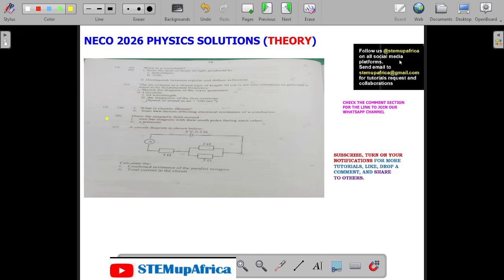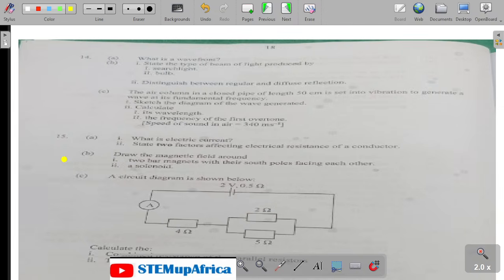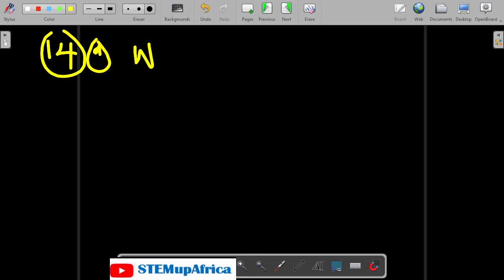Let's look at question 14. Question A says, what is a wavefront? 14B says, state the types of beam produced by searchlights and bulb. Let's take the first one first. What is a wavefront? This is a question under waves and light, reflection of light. So we have 14A.